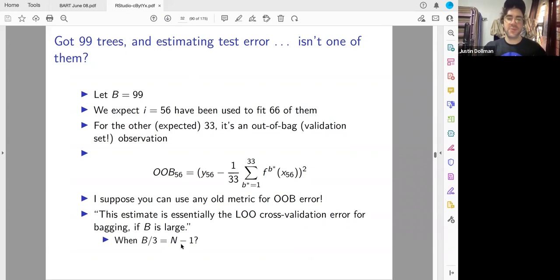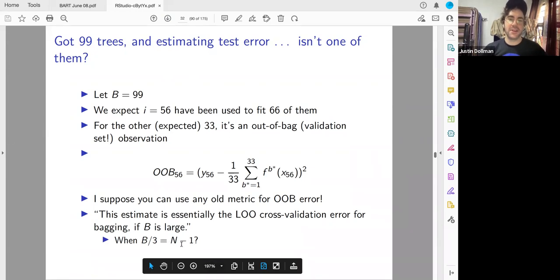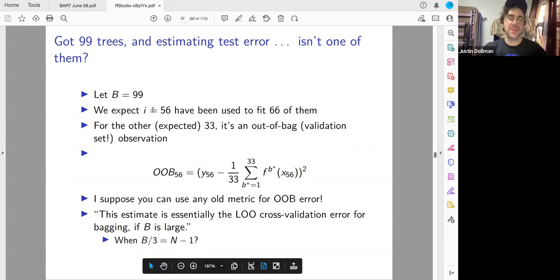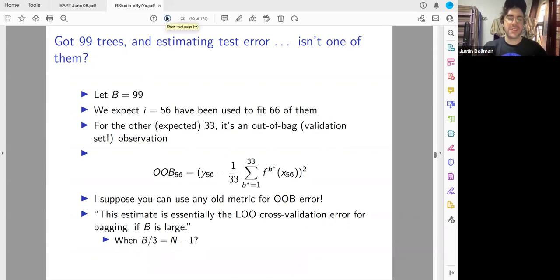Again, if you're doing leave one out cross-validation, you have N minus 1 estimates of the test error for each observation. And then when B equals 3, that's in expectation how many models the particular observation was not in. So I don't know if anyone has any thoughts about that. I'm interested to know, but that's as far as I got with that thought.